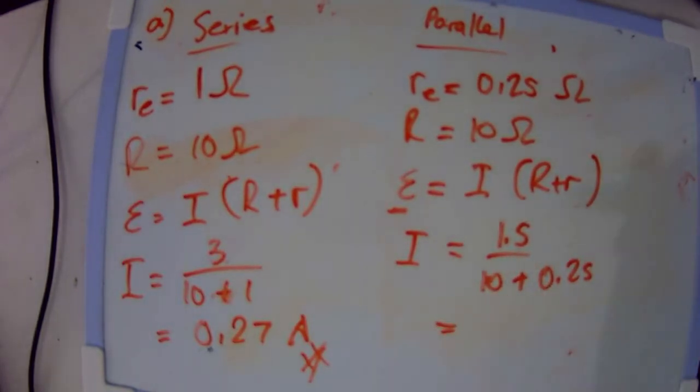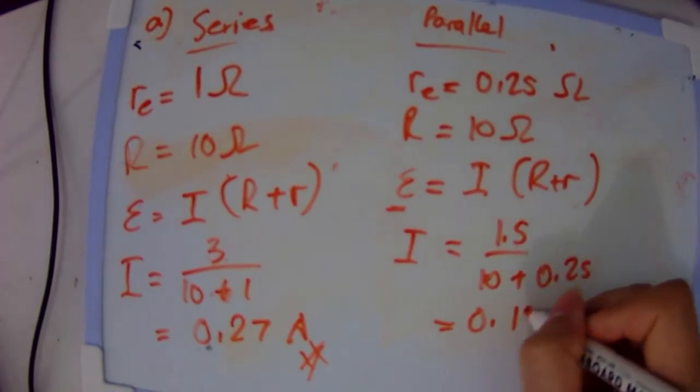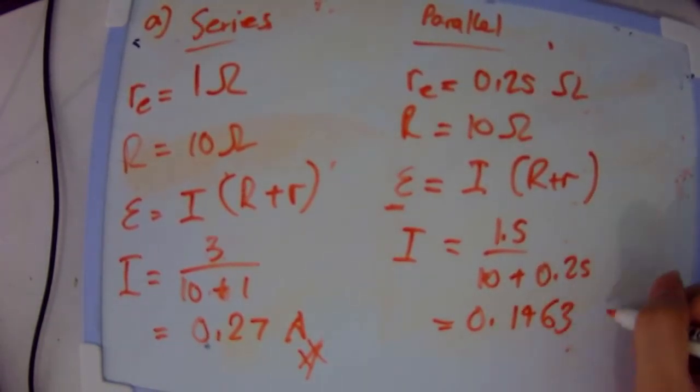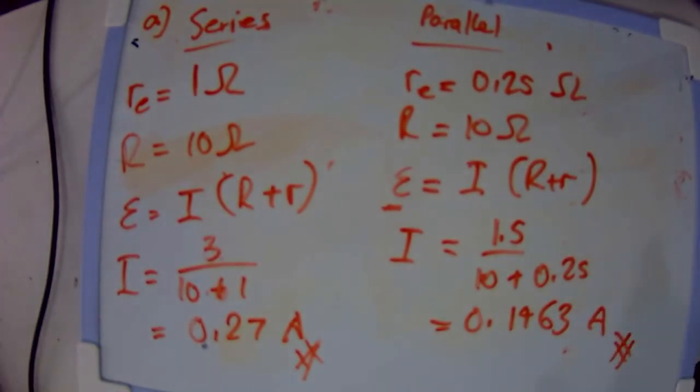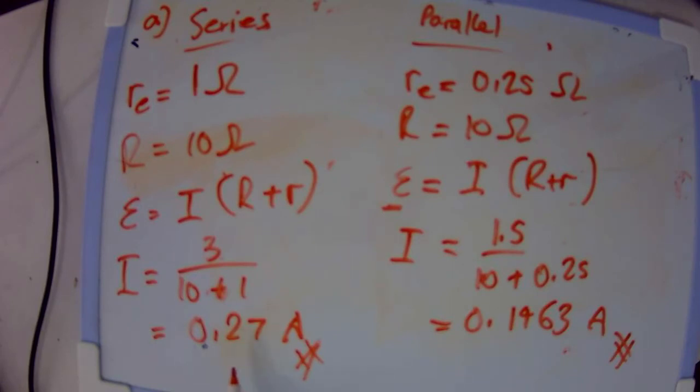And so what is your final current? Your final current is 0.1463 amps. So in our first comparison, in series, you'll end up with a higher amount of current. So you still get a higher current if you use a series compared to a parallel arrangement for batteries. So we know that series gives a higher current than parallel.